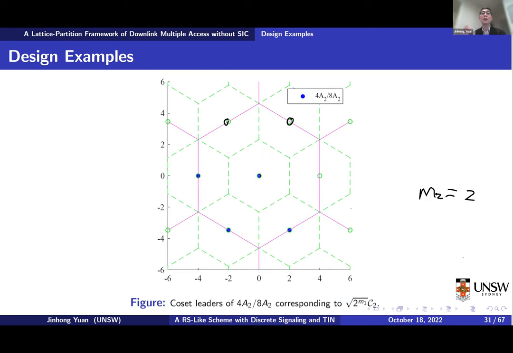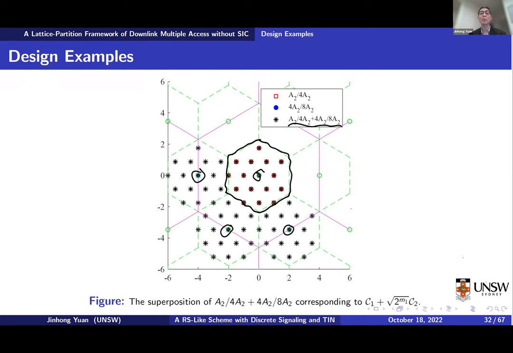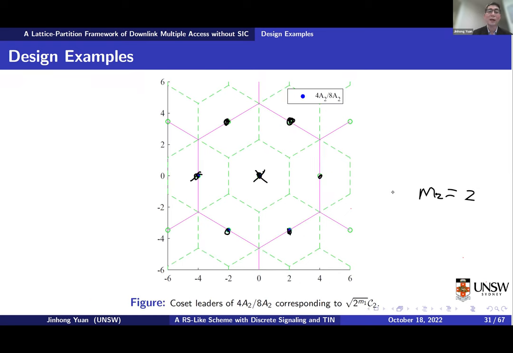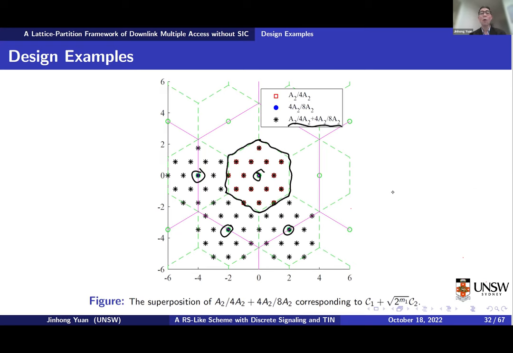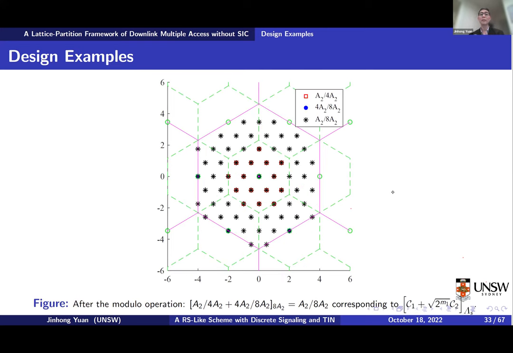Yeah, so that is level one. Level two is the same. Remember, this is level one's coarse lattice, but at level two, these points will be considered as the fine lattice. This fine lattice is going to do further lattice partition. After lattice partition, you have 4 coset leaders. These 4 coset leaders can carry 2 bits for user 2. At the end of the day, you have these 64 coset leaders. They still belong to the same lattice. That is what I mean. That itself is not a lattice, but these points belong to the same lattice, the fine lattice. Yeah.